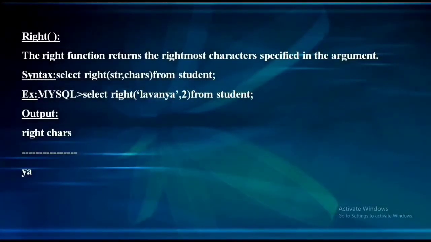Next, right function. The right function returns the rightmost characters specified in the argument. The syntax is select, right, function open, string comma characters from student. Example is select right, string is Lavanya, characters 2 from student table. The Lavanya is the string. In right, only 2 characters are displayed, that means Y and A. If you look at this output, right characters is Y, A. Only 2 characters are displayed in the string. This is the right function.